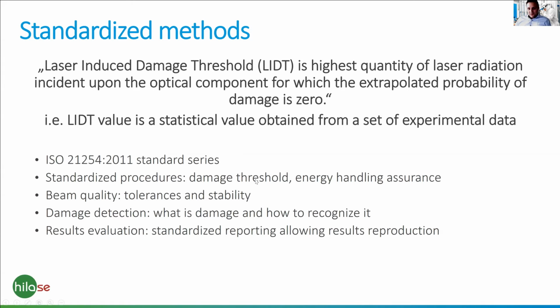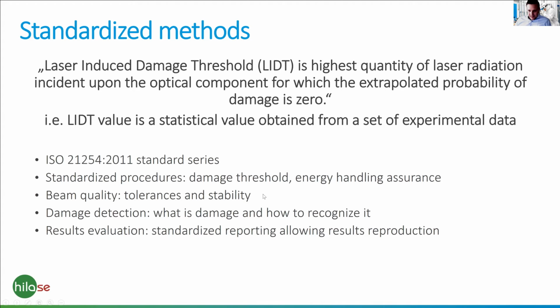The standardized procedures are basically two kinds. First is used to determine the damage threshold itself. Second is to determine the energy handling assurance. This will not tell you the damage threshold, but it will certify your component to handle a specific energy, or at least tell you the probability at which the component won't be damaged.